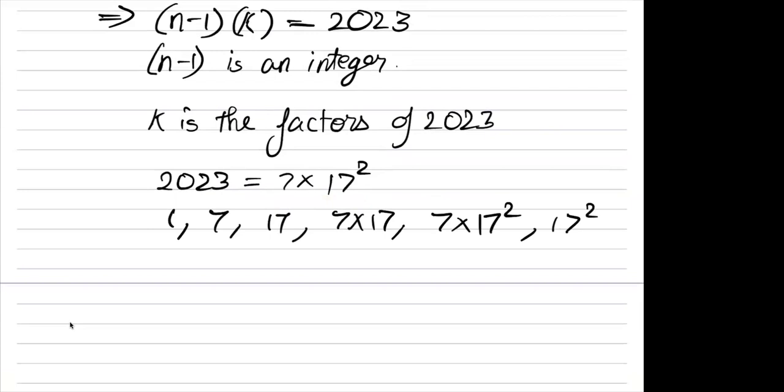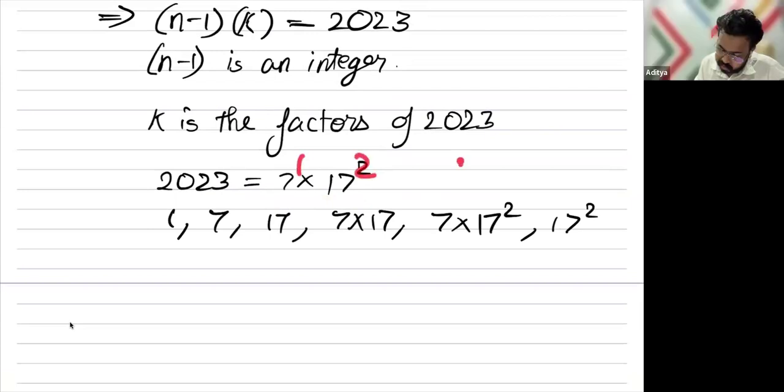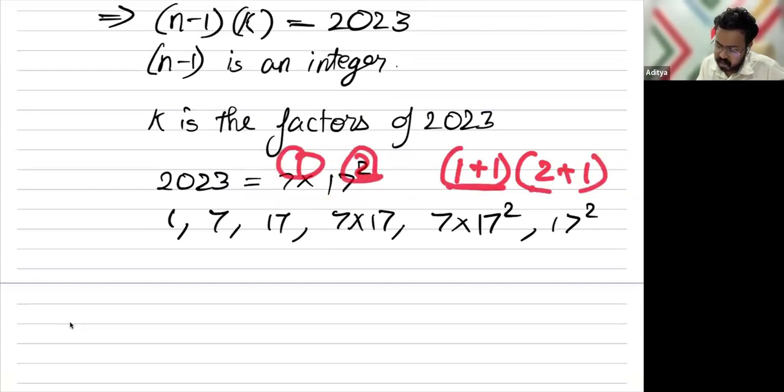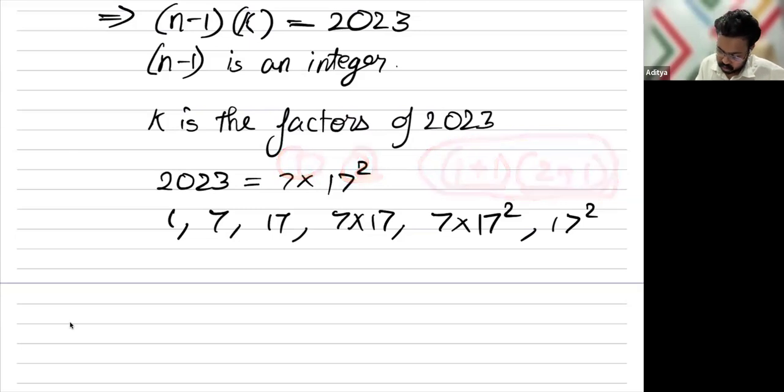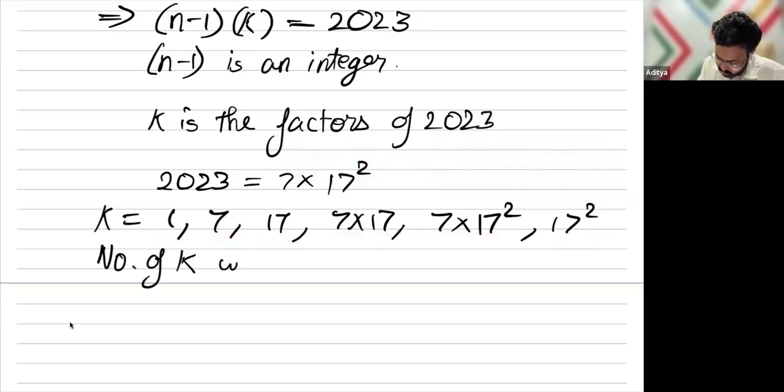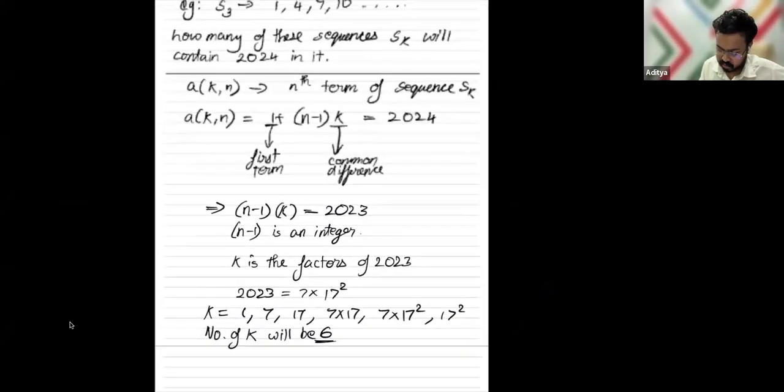In general, if you have powers as 1 and 2, your number of factors will be 1 plus 1 and 2 plus 1. You just take the powers, add 1 to each and multiply them. This we will discuss in more detail when we do some more permutation combination questions or number theory related questions. But for now, these are your 6 distinct factors that you'll get. So K can be all of these and the number of K will be 6. Is this clear to everyone?